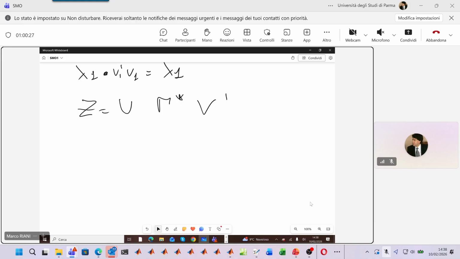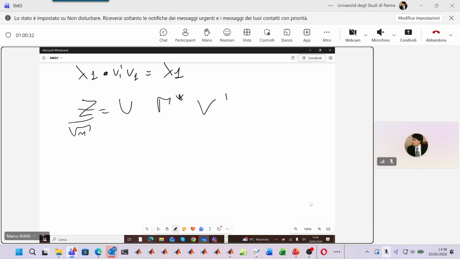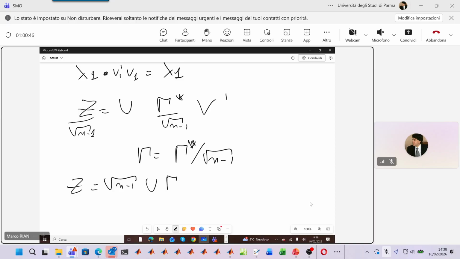Singular value decomposition. So you do this thing. Gamma is equal to gamma star divided by n minus 1, and so this is the thing that you get, U gamma V transpose.